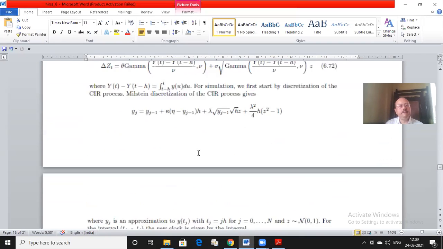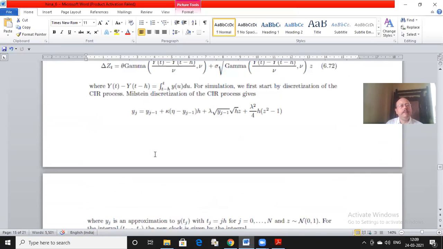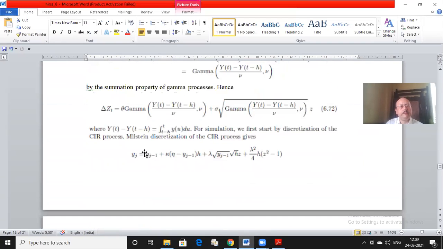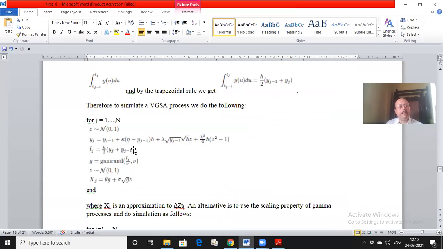So the only change from the earlier variance gamma is in generating the new time, the new random time. And that new random time is created from the CIR process using this arrival process here. And that arrival process is approximated by a trapezoidal rule. So instead of the integral, I have this simple trapezoidal rule, which is then used as the time for arrival. So that's the full scheme for the VGSA process. Again, xj is an approximation to delta z tj.